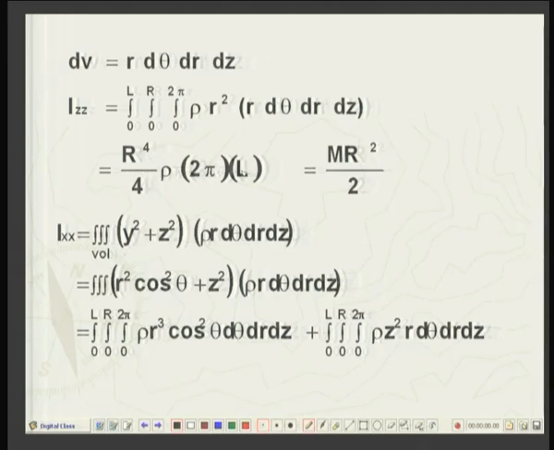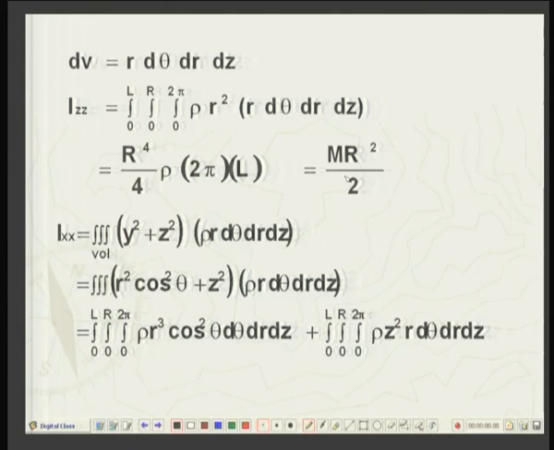Now, what is the mass of the cylinder? Area of cross section is πr², into L, where L is the length. So, that will give me the volume times density. If you simplify this, it will be the total mass m times r² by 2. So, mr²/2 is the moment of inertia of a right circular cylinder about its axial direction, the axis z.